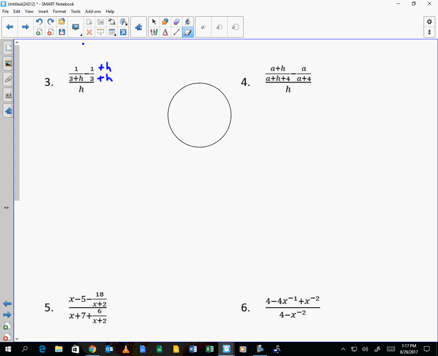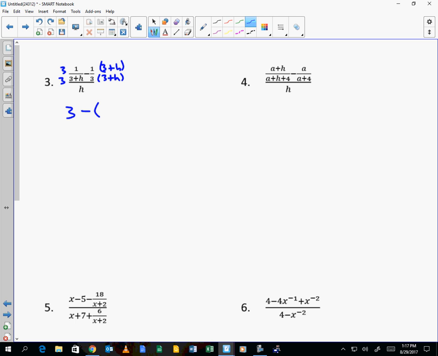So therefore, we're not just going to add the h, but rather we're going to multiply by 3 plus h. And the other side will multiply by 3. So therefore, we have 3 minus the quantity. When I say quantity, I mean everything in parentheses. 3 plus h divided by 3 times the quantity, 3 plus h, divided by, what's my lower fraction? H over 1.